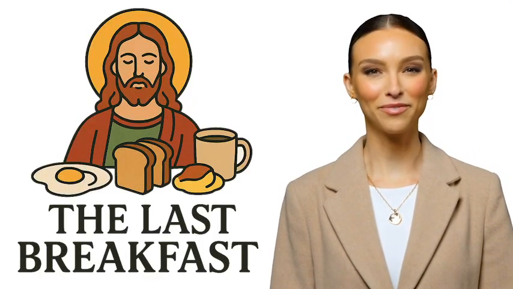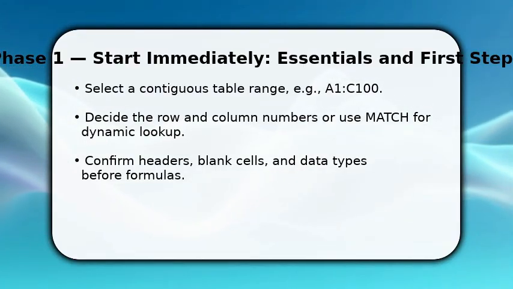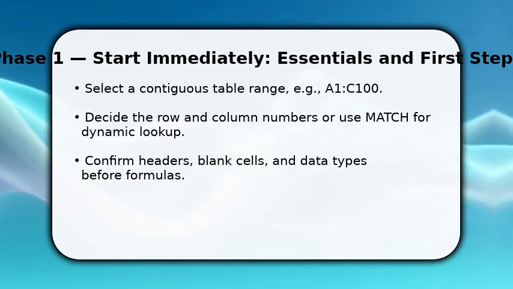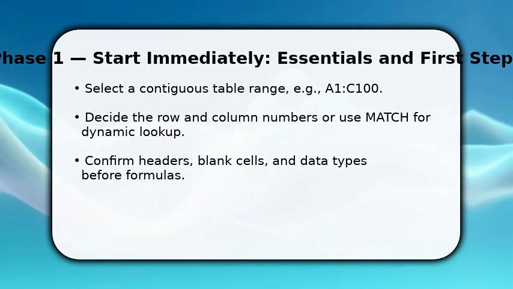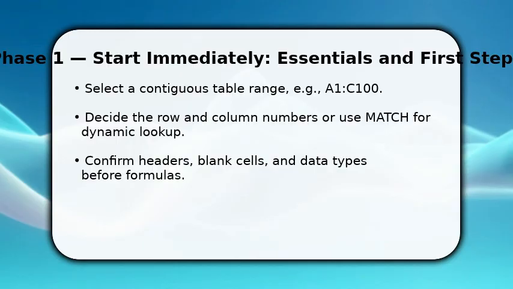Please enjoy the video. You start by defining the exact table range you will index. For example, A1:C100. Choose whether you will use fixed row/column numbers or pair INDEX with MATCH for dynamic positions. Once done, validate headers and remove stray blanks so INDEX returns predictable types.